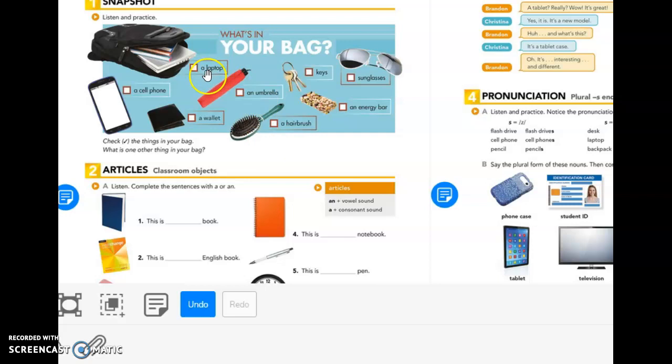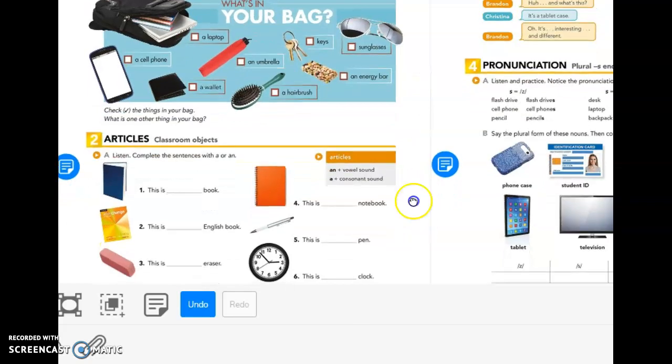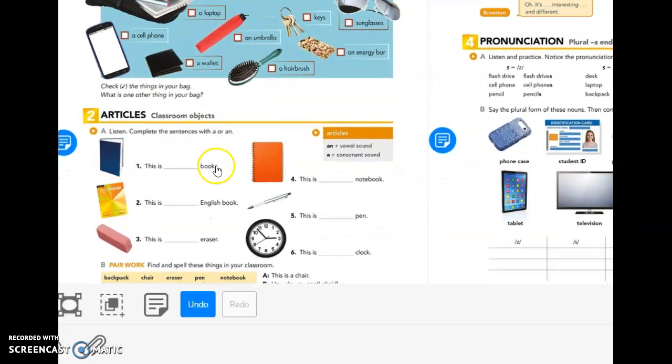Algunos no, por ejemplo, laptop puede ser an umbrella, tal vez no sea un classroom object, un objeto de clase. Keys, llaves, sunglasses, an energy bar, una barra energizante, a wallet, a cell phone, and high rush, ¿ok? Pero los demás abajo sí son classroom objects, como por ejemplo book, English book, eraser, notebook donde tú tomas apunte, pen, clock.